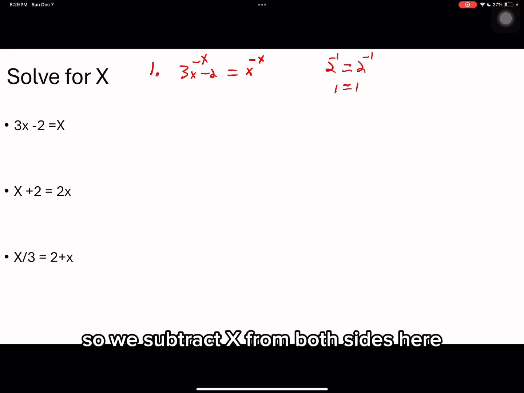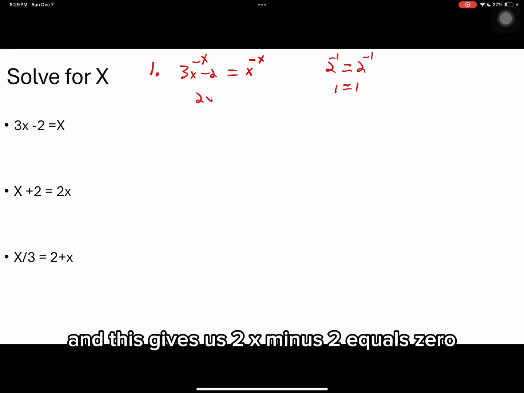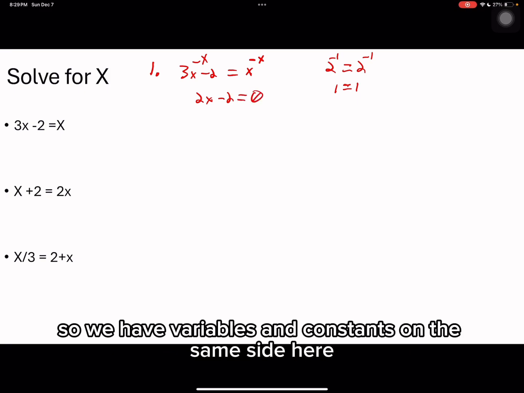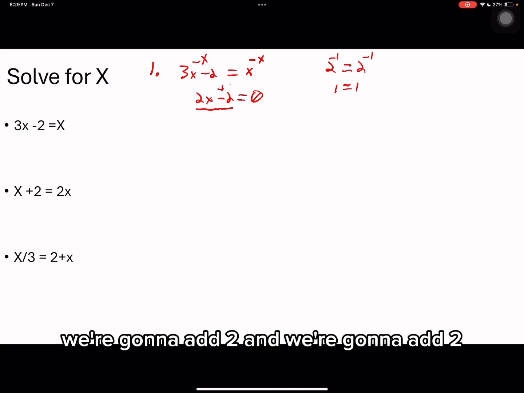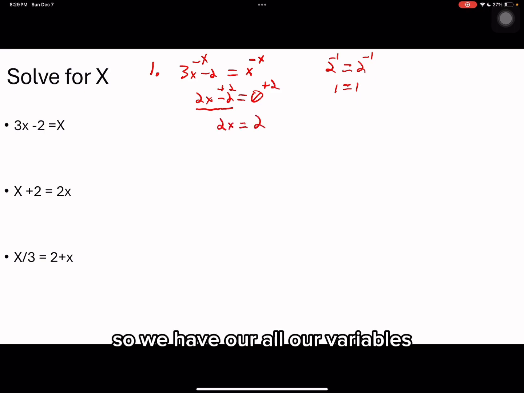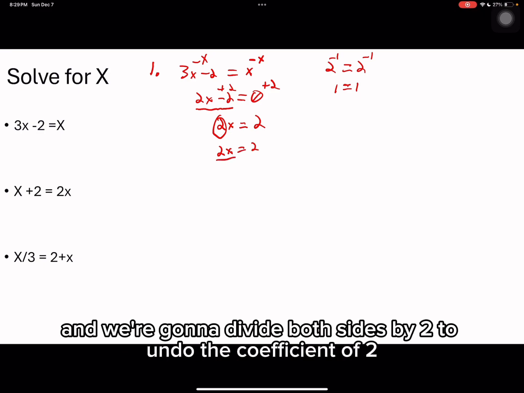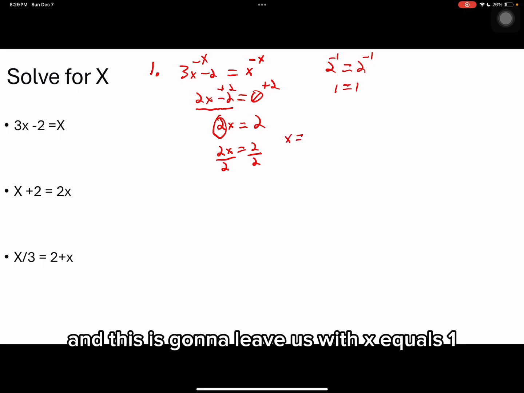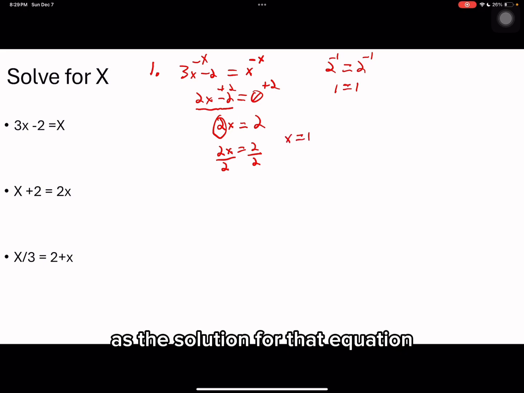So we subtract x from both sides here, and this gives us 2x minus 2 equals 0. Okay, so we have variables and constants on the same side here. So we're going to undo that constant. We're going to add 2, and we're going to add 2. So this leaves us with 2x equals 2. So we have our one variable on one side, but we still have a coefficient. So with 2x equals 2, we're going to divide both sides by 2 to undo the coefficient of 2. And this is going to leave us with x equals 1 as the solution for that equation.